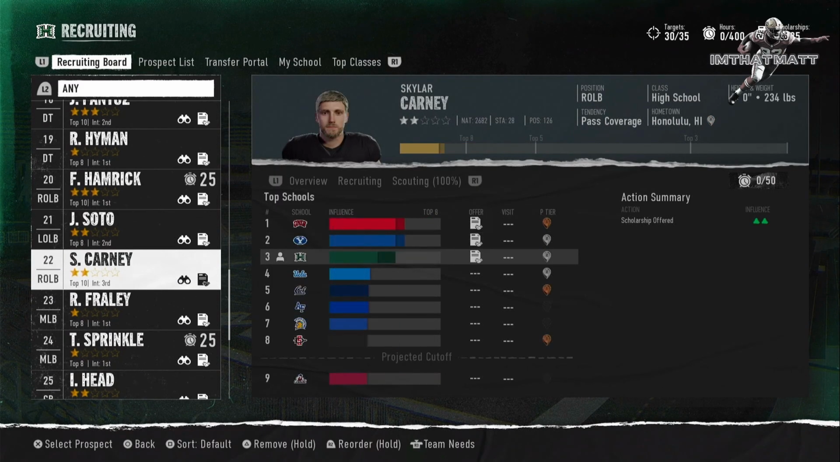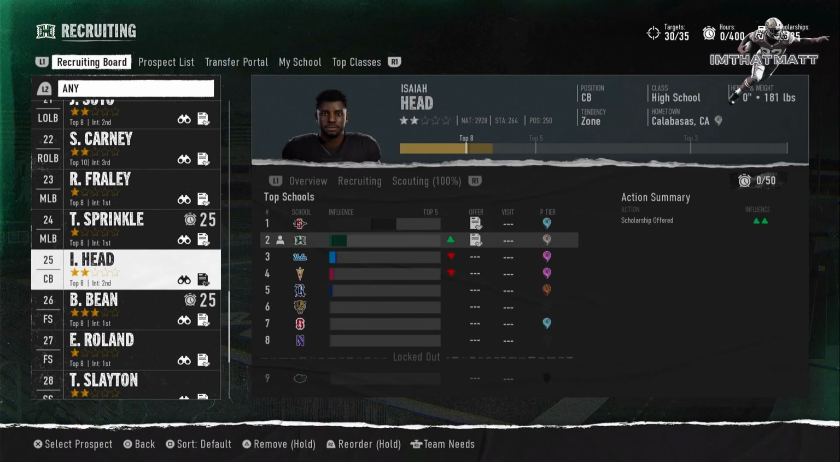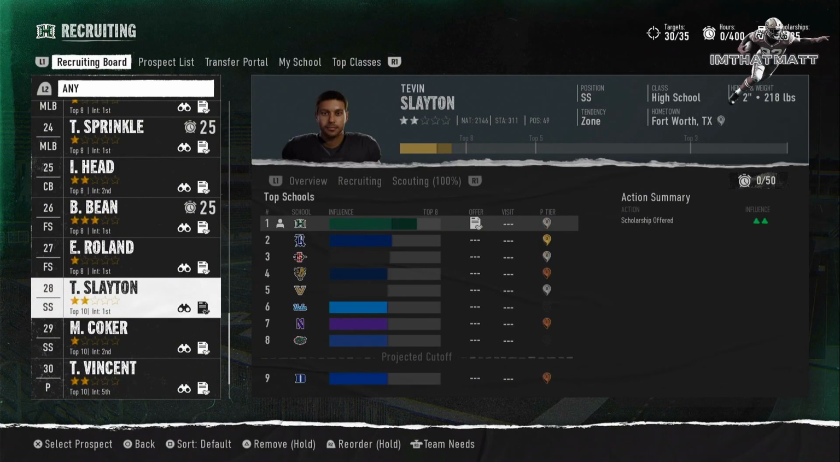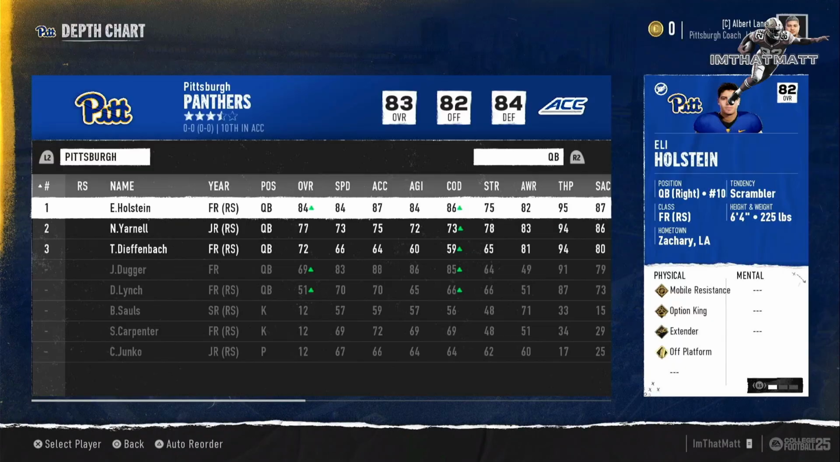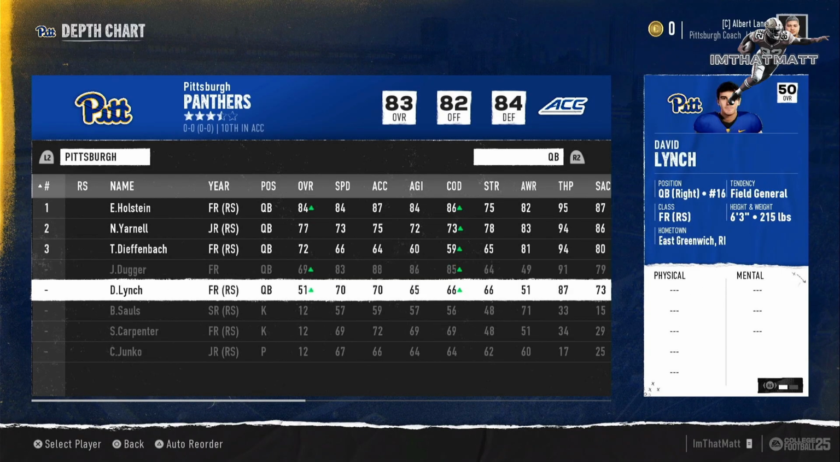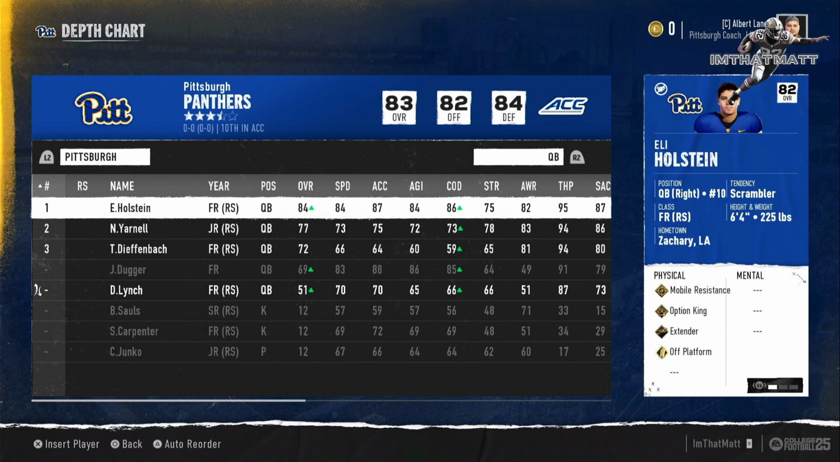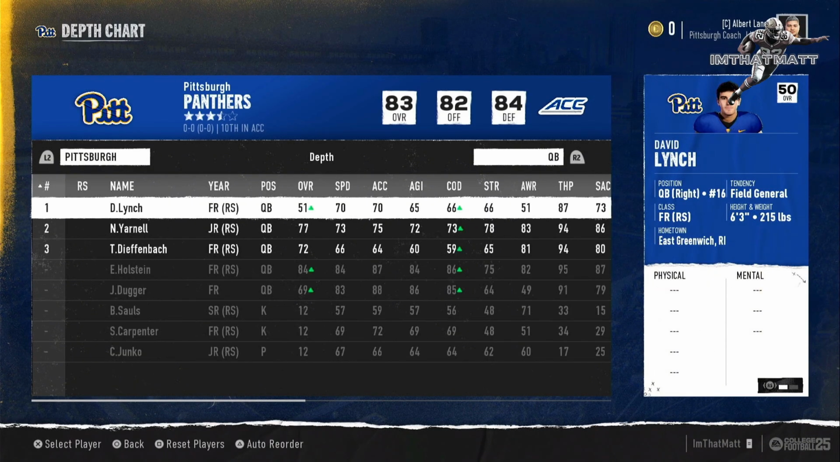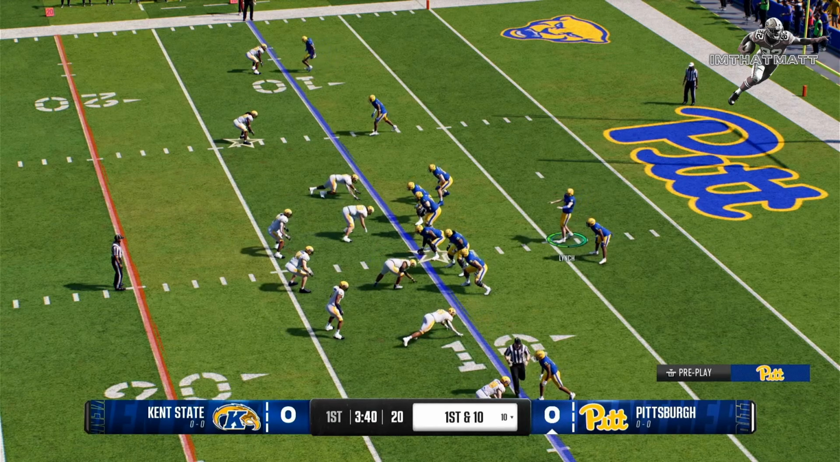I wanted to know what would happen if the quarterback was terrible. So I picked the team with the worst rated quarterback in the game, someone with a low overall rating, terrible throwing accuracy, and low awareness, and that was David Lynch from the Pittsburgh Panthers. As you can see, he's a 51 overall with no abilities compared to the starter, who is Eli Holston.